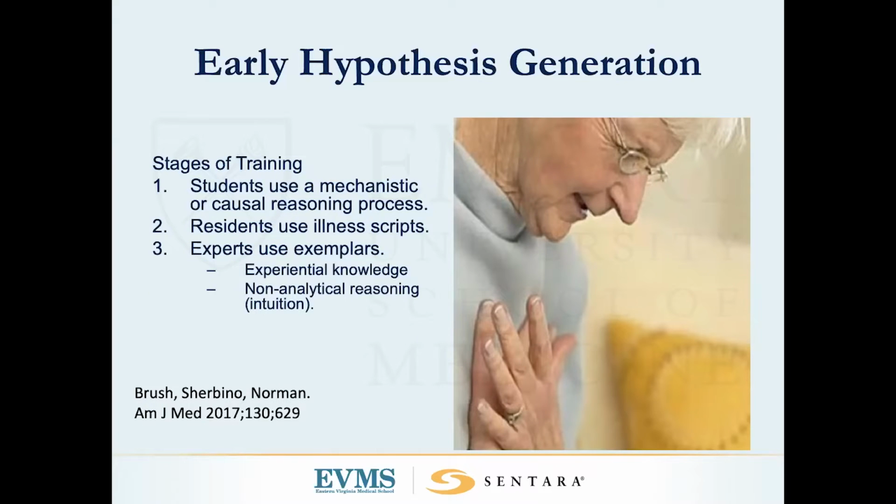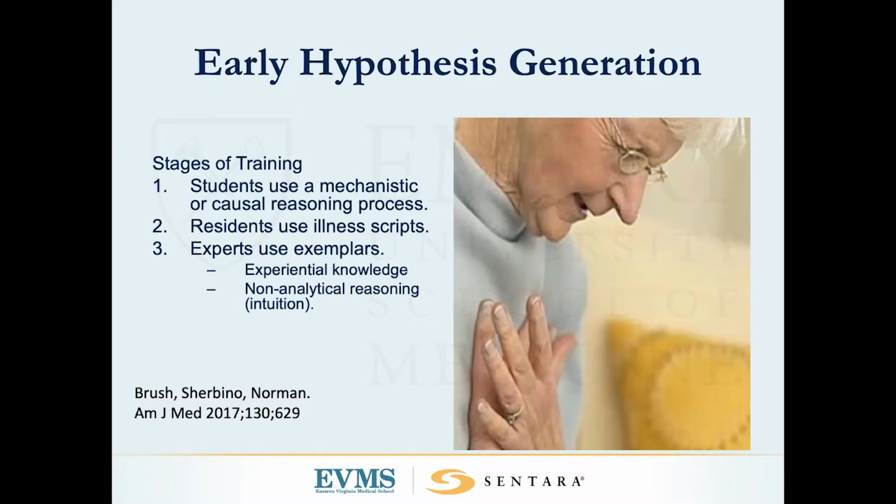It ends up early hypothesis generation evolves as we go through training. Students just after their preclinical years don't have any clinical experience. They have a lot of knowledge about how the body works and anatomy and physiology and pathophysiology. And so they use mechanistic or causal reasoning. And as we all know, when you have new students that come on the wards and they work through problems, it's a bit clunky.